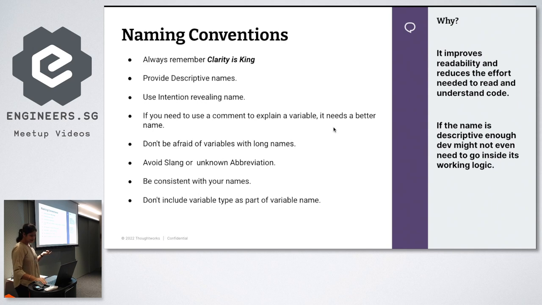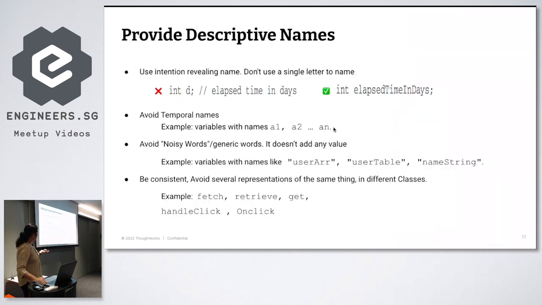So let's start with our first convention. Always provide descriptive names and use intention-revealing names. In the example, you can identify which one you would prefer: int d and then writing a comment, or just elapsedTimeInDays? It's very obvious that the second one is much cleaner and more readable. And the moment you feel you need to comment it, it's an alarm that something is wrong: the name is not descriptive enough.